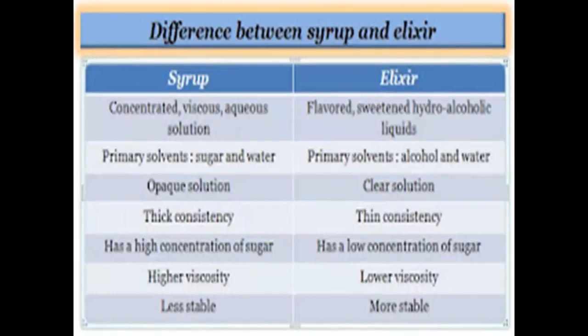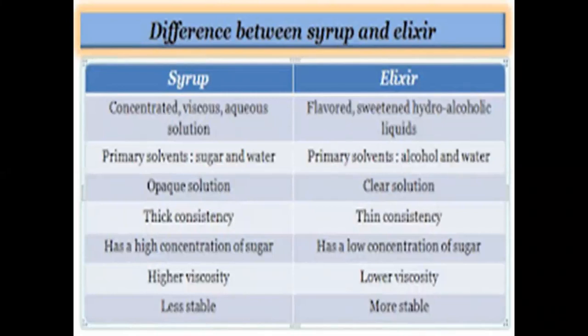Then the primary solvent for syrup is sugar and water, while the primary solvent in elixir is alcohol and water. So both are hydroalcoholic or concentrated in nature from the definition. Then the next point is opaque solution versus clear solution. Opaque means not transparent, as compared to elixir. So syrup is not transparent, while elixir is a clear solution, it is transparent.